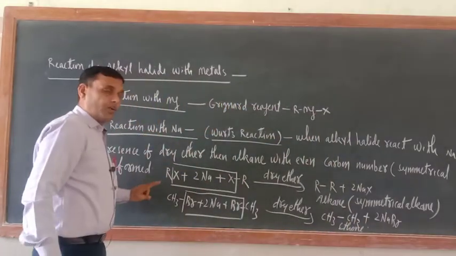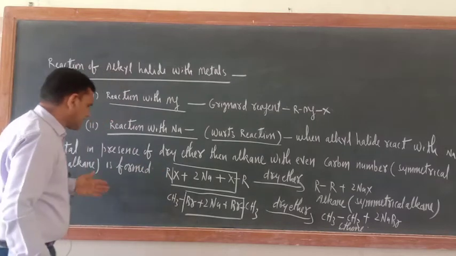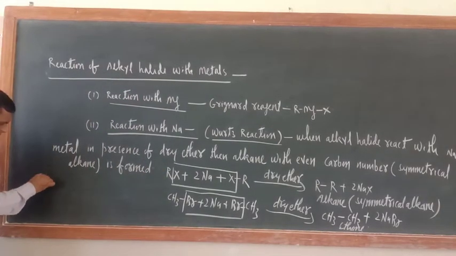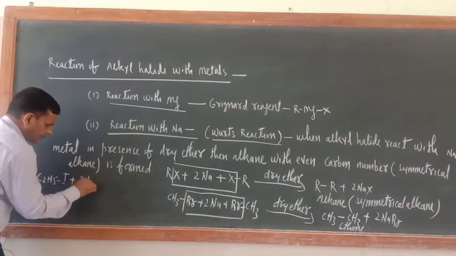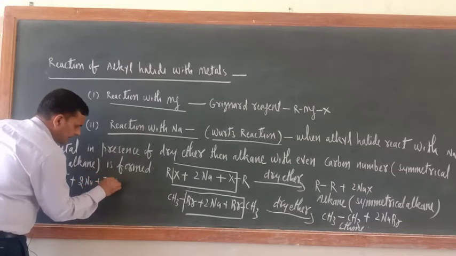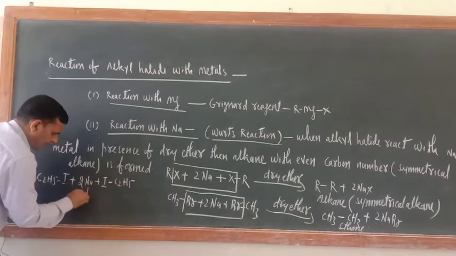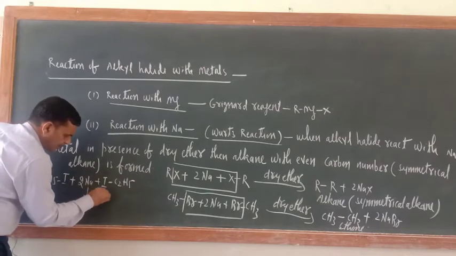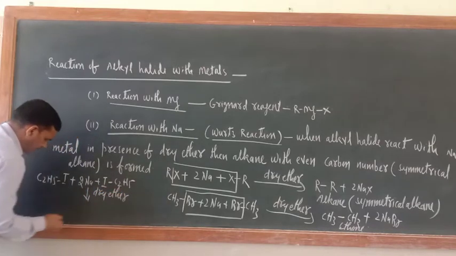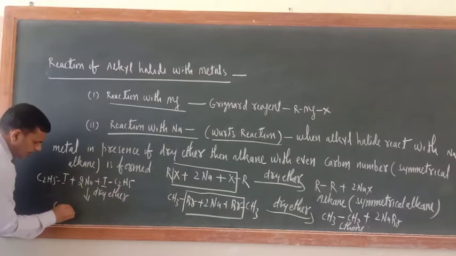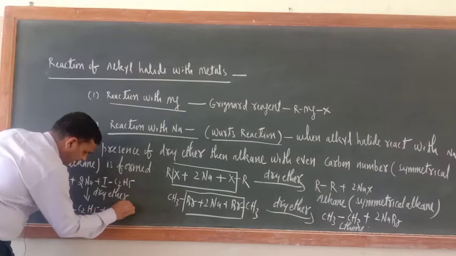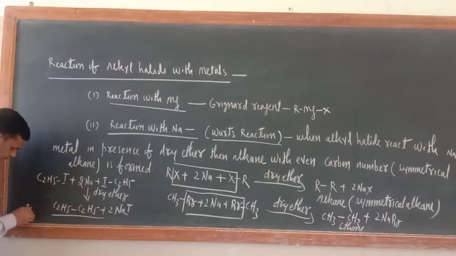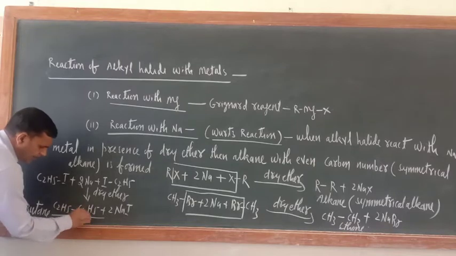You can take another example also. Suppose this side you have taken C2H5I plus 2Na plus IC2H5, and dry ether. Then what is the product here? C2H5-C2H5 plus 2NaI. So what is this? This is butane. How many carbon atoms are there? Four carbon atoms.